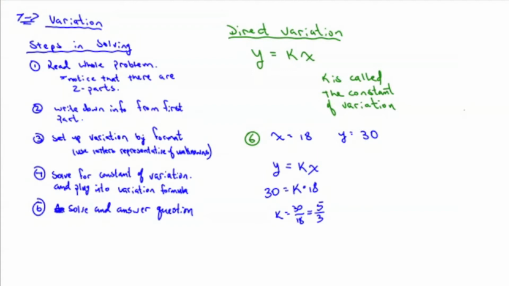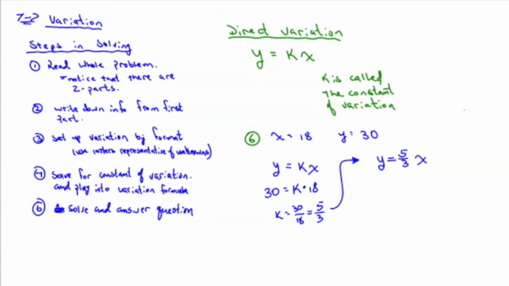So we're up to here. We set up the variation by format. We solve for the constant of variation. And now we're going to plug it back into the formula. So this becomes part 2. All of that over there right now is part 1, finding k. Part 2, you start off with y equals, and instead of writing k, you're going to write 5/3. And this becomes our formula. This is actually the formula. Everything else over here was not anything to do with a formula because there were too many unknowns. Now we're down to two unknowns.